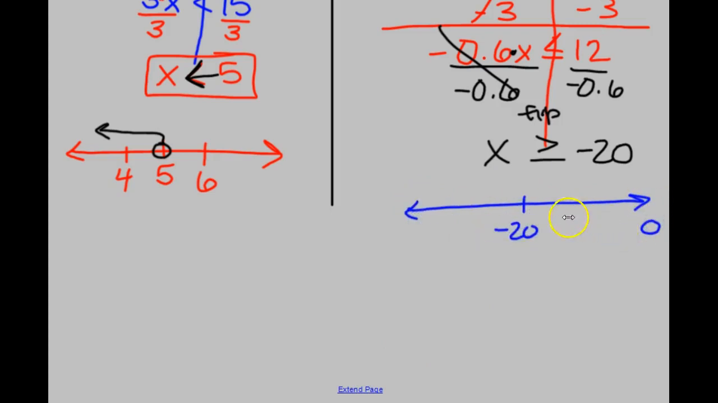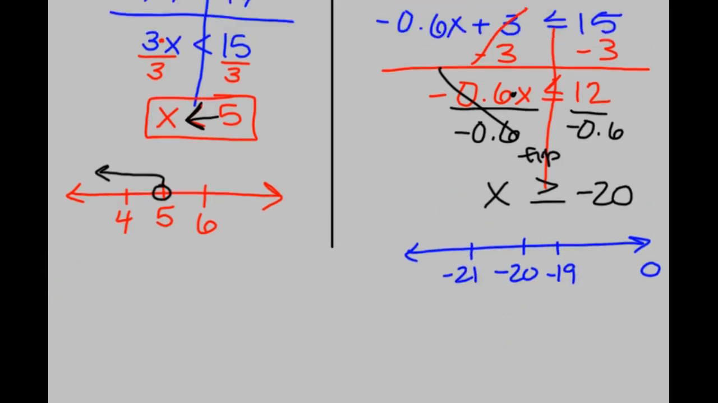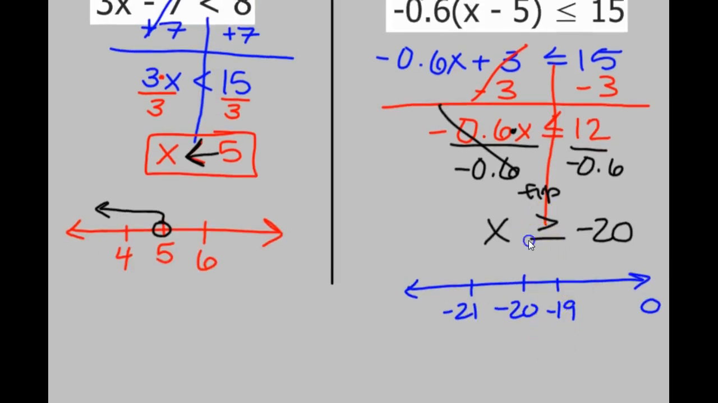0 would be over here towards a positive, so we'd go down negative 19 towards 0. Negative 21 would be further away. And then this one has the equal to, so this is a closed circle. And it's not less than, it's greater than. Towards the positives would be greater. Or pointing to the right if you put your arrow in there.